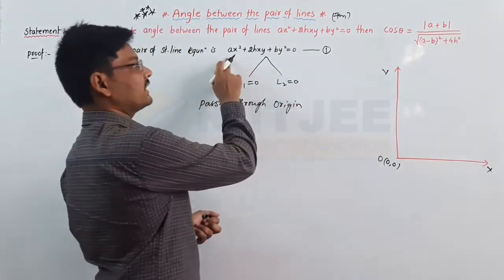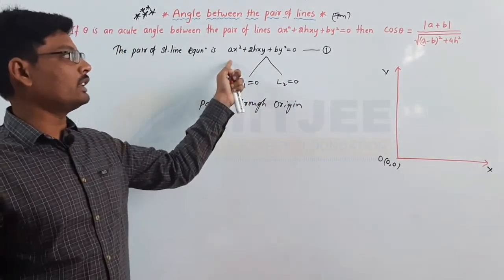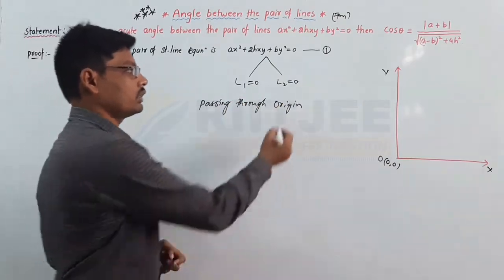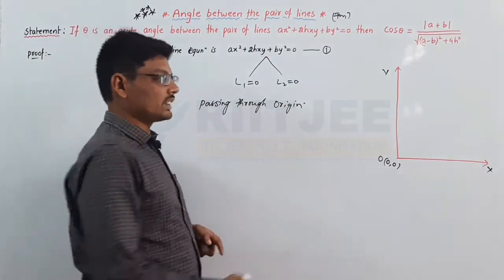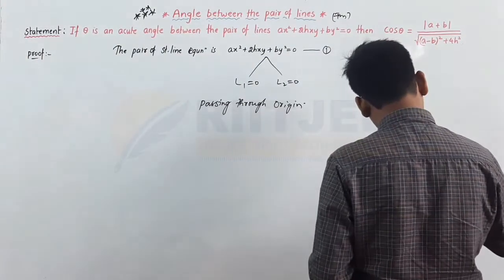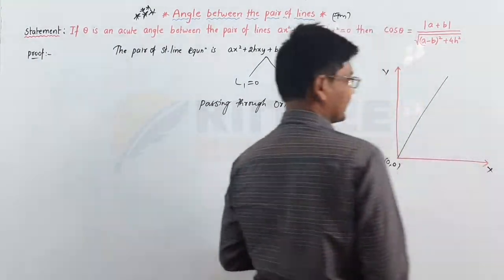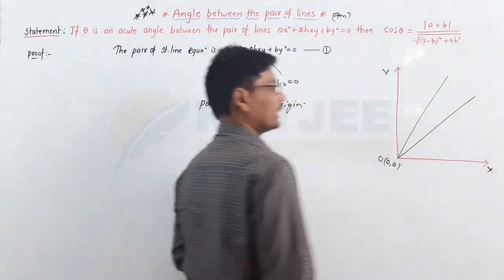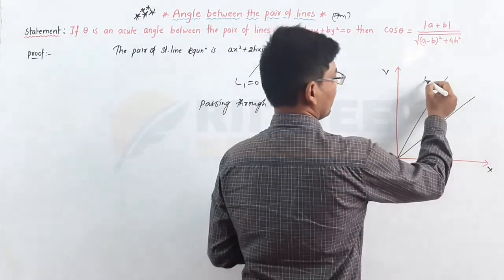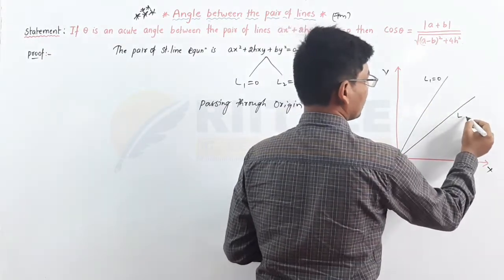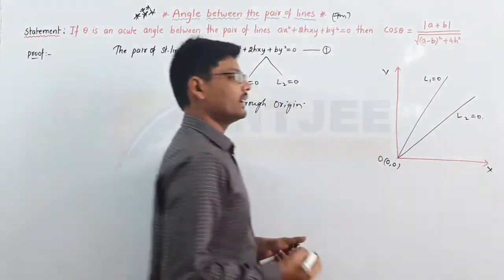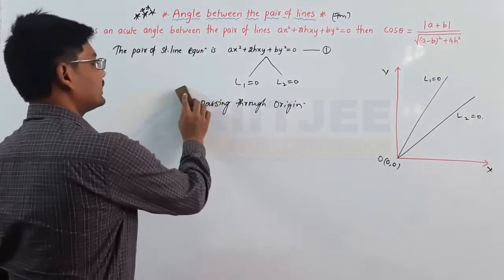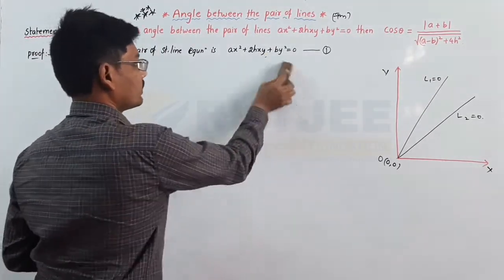Why? Because it is a combination of two lines, a pair of straight lines, L1 equals 0 and L2 equals 0. Those two lines are passing through the origin. Here I am taking L1 and one more line, L2. This is L1 equals 0 and this is L2 equals 0, and these two lines are passing through the origin.